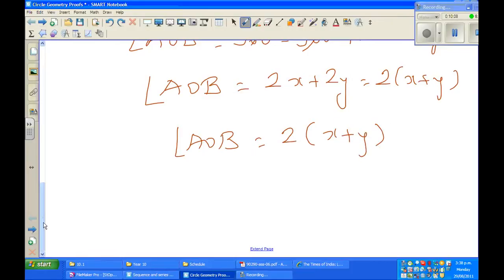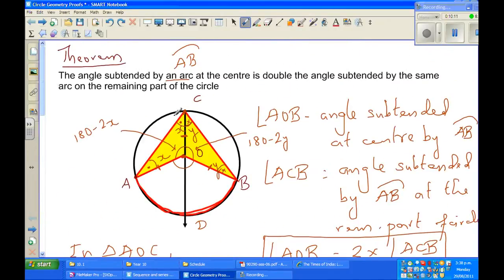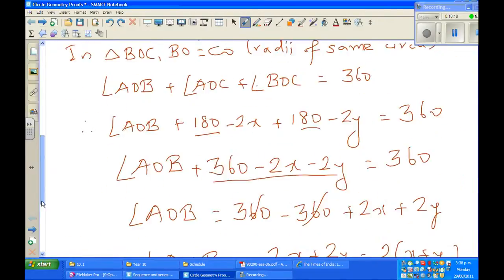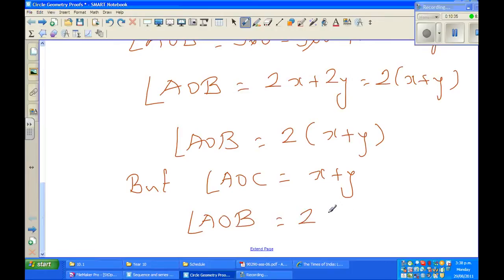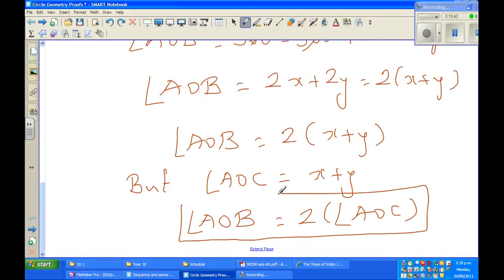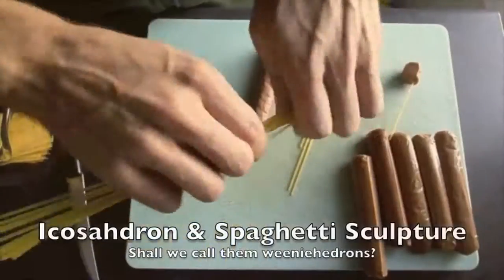So let us go back to the figure. What is x plus y? This is your x and this is your y, so x plus y is nothing but AOC. Angle AOC is x plus y, so in place of x plus y, I can put AOC. Therefore, angle AOB is 2 times angle AOC, and that's what we wanted to prove. See you in the next video.